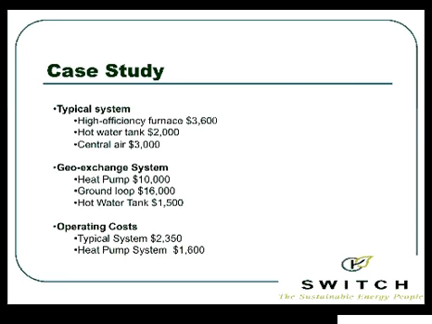Typical system, let's put in a high efficiency furnace, $3,600. A hot water tank, because we can do some hot water heating with our ground source heat pump. So we're going to have just a gas-fired hot water tank here at $2,000. I'm going to have central air at $3,000, okay? Cost on our heat pump system, upwards of $10,000 on the equipment side, $16,000 for that loop is what I've used, okay? And our hot water tank cost has gone down because now I no longer have a burner, I just got a heat exchanger on it.